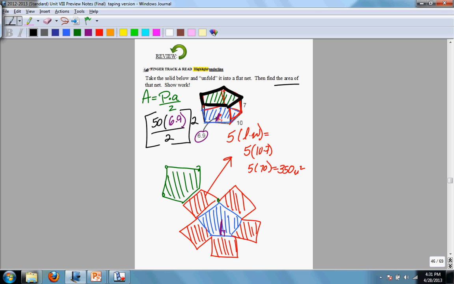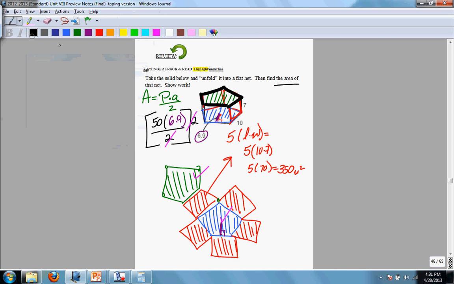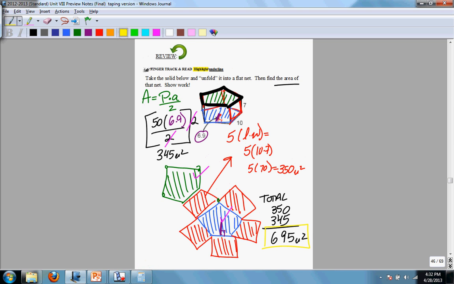And then we actually have 2 of them, so we're going to times by 2. And because of that extra 2, these 2's just cancel. So we're going to do 50 times 6.9, and we get 345 units squared. So my total surface area is going to be 350 plus 345, which is 695 units squared. And that is an example of using a net to find total surface area.